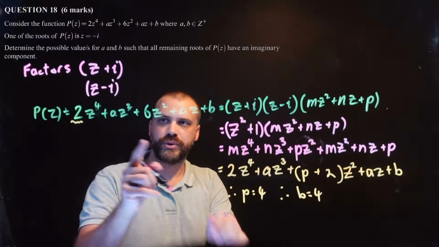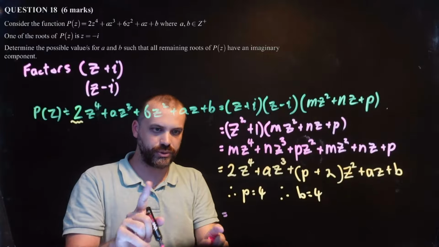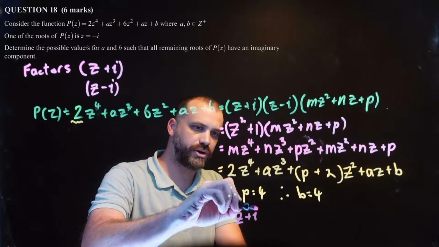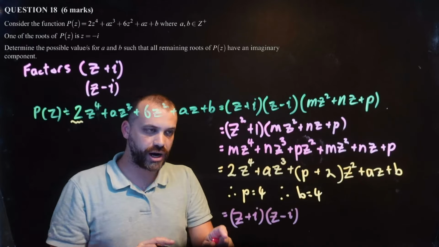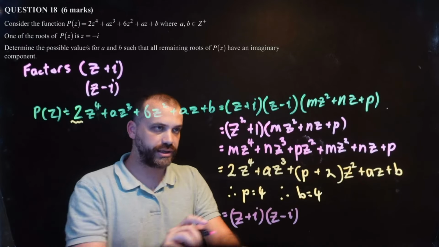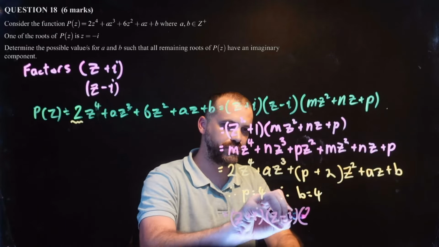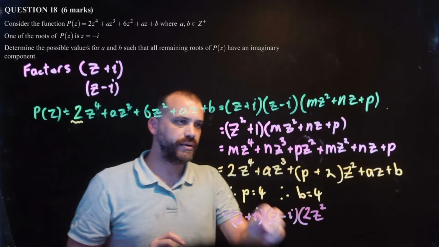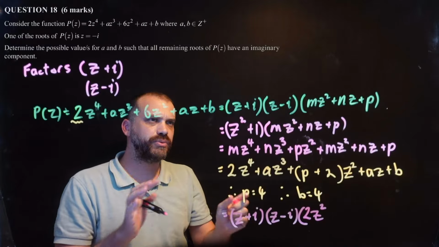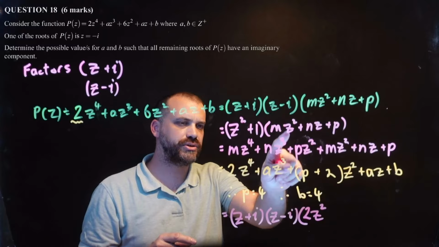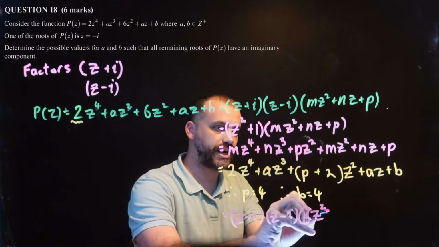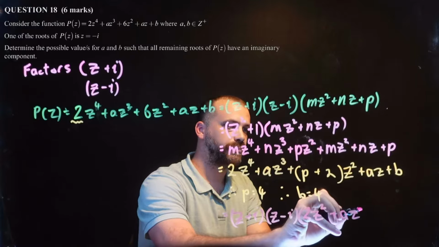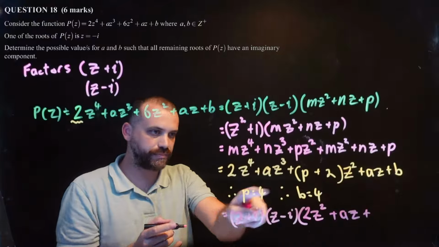What do we have? We know that this is equal to (z + i)(z - i)(mz squared + nz + p). Now, what's m? We figured that out already. It's 2. So 2z squared plus nz. Now, what was n? Oh, we found out that n is equal to a. All right, so az plus p. And we just figured out that p is equal to 4.